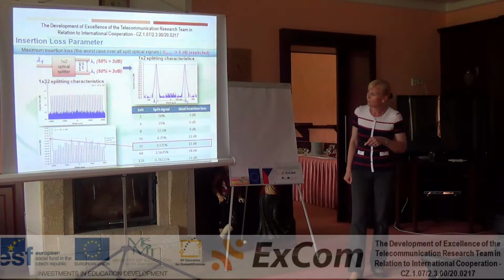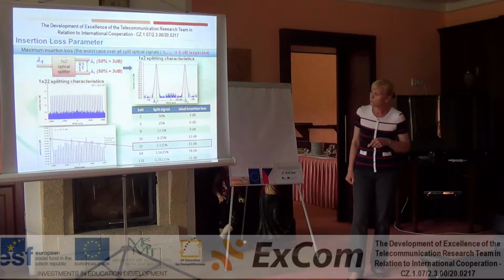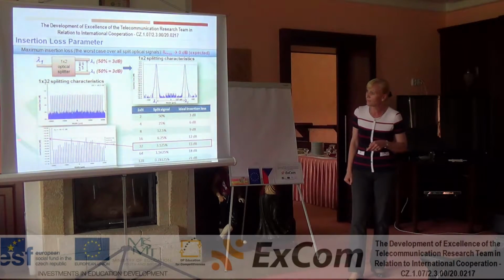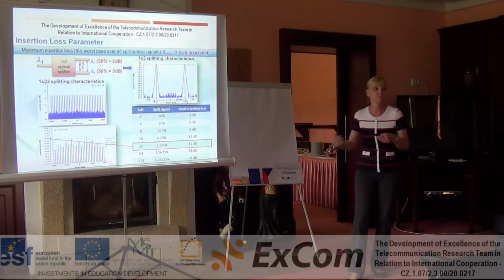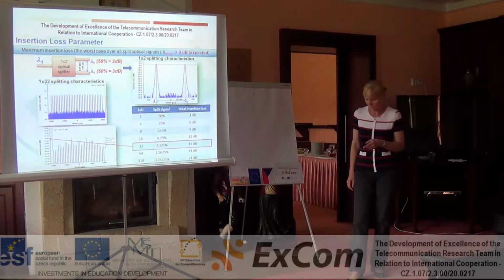This is one example of 1 by 32 splitting characteristics, and here is the detailed view of these peaks. You see the best possibility is minus 50 dB, but usually it's worse because we have some losses, coupling losses.